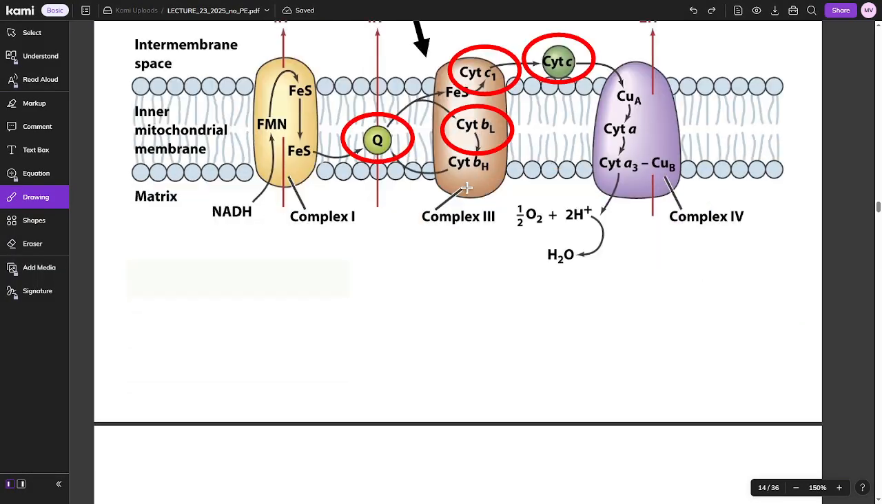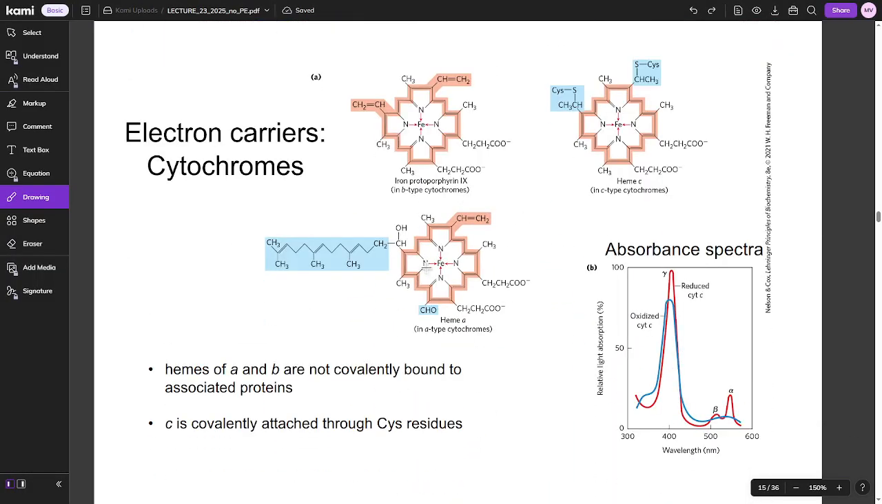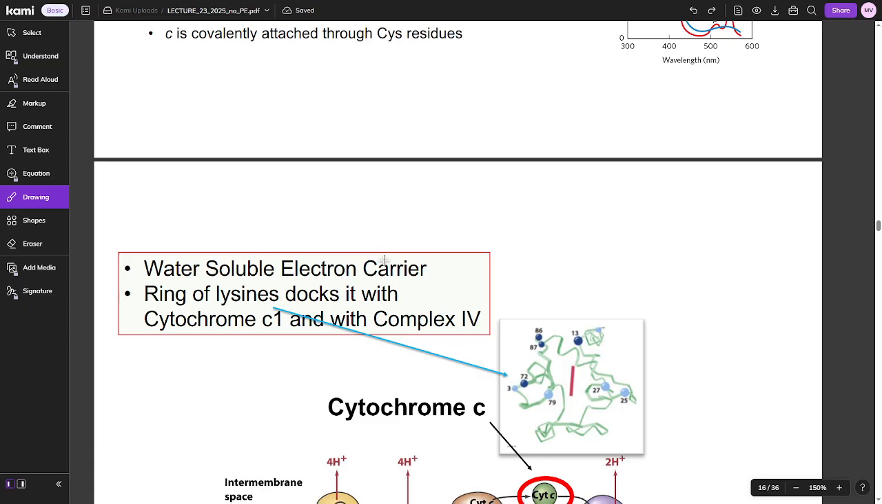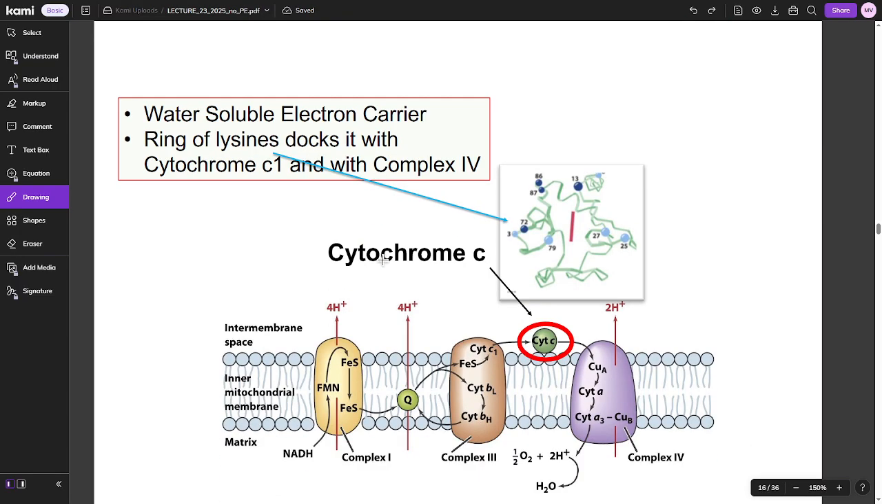And here we have another, again, I don't think these are very important. You do not need to know the structures of all of these. Just generally know that they are made of iron in the center, right? That's the main thing you gotta know about these. And these are hemes, right? They're similar to hemoglobin. But yeah, I wouldn't worry too much about the underlying specifics of those.